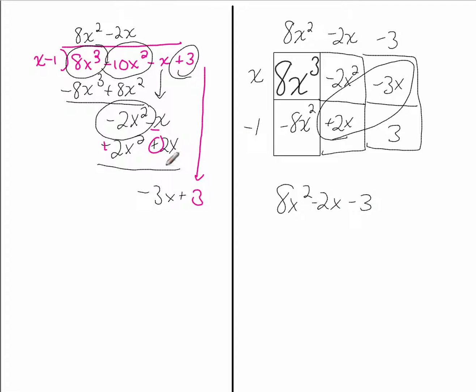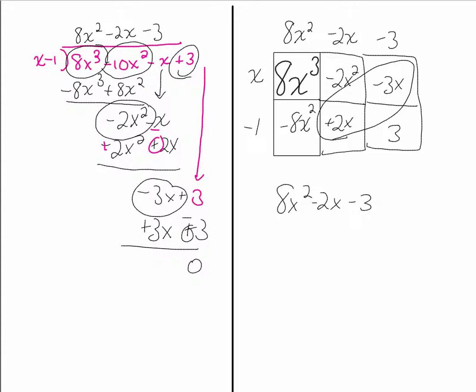Over here, we're doing the same thing. Here's that -3x. x times what gets me -3x? -3. -3x plus 3x. Add the opposite. We get a remainder of 0.